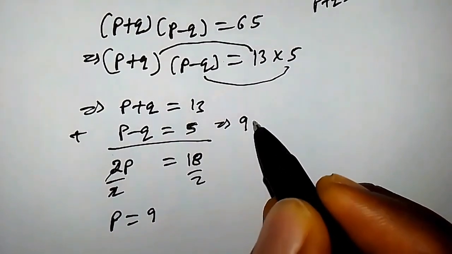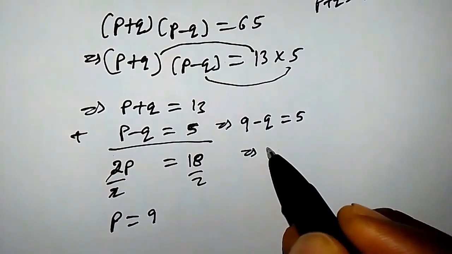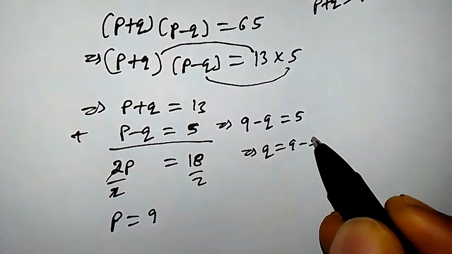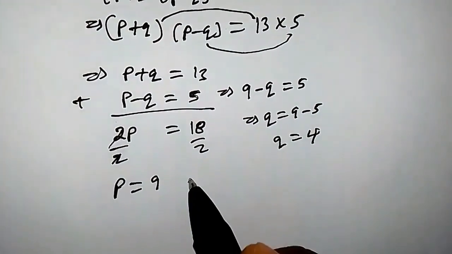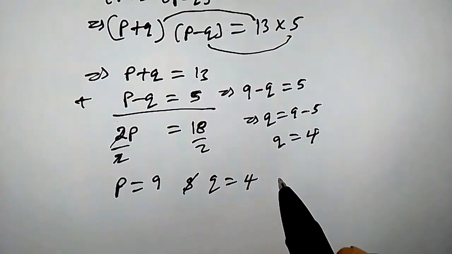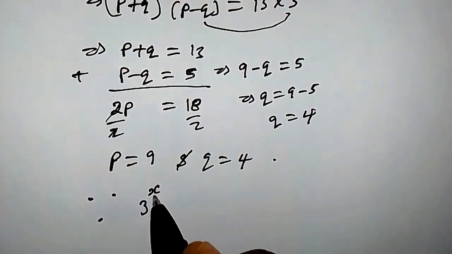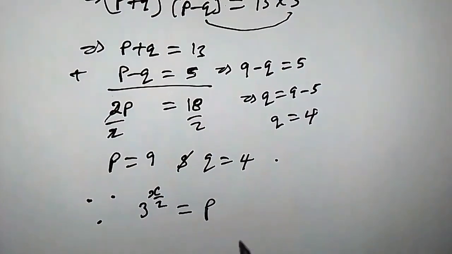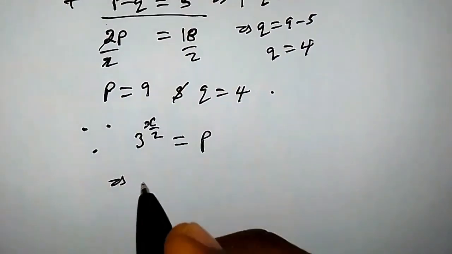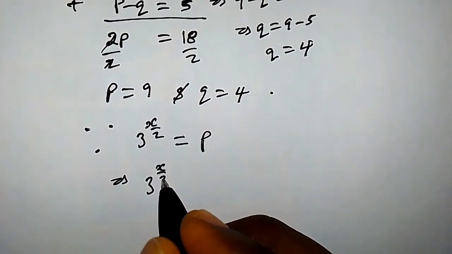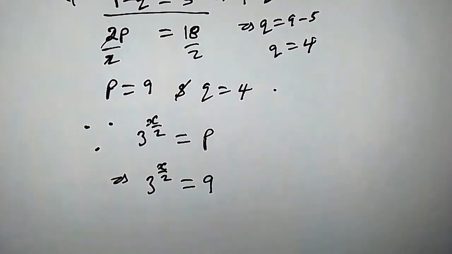We're going to have 9 minus q equals 5. This could be written as q equals 9 minus 5. So our value of q is equal to 4. So we get p to be 9 and q is equal to 4. Now, since 3 to the power of x over 2 is equal to p, that is from our assumption here, this implies that 3 raised to power x over 2 is equal to, what is p? P is 9. So we're going to write 9 here.